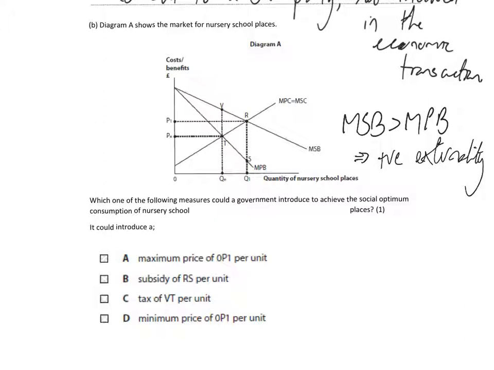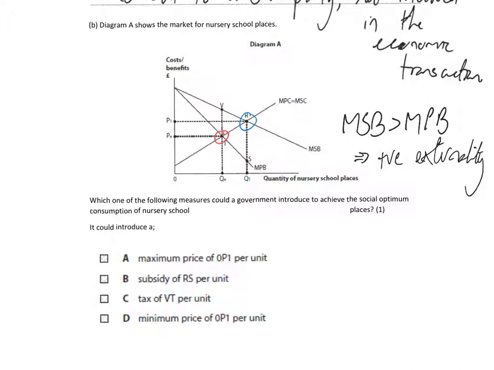The free market would look to consume where the marginal private benefit is equal to the marginal private cost. So that would occur at the equilibrium at T, and that would result in a market price of PE and a market output of QE. The social equilibrium occurs where the marginal social cost is equal to the marginal social benefit. That is at R. That'll be important for the follow-up part of this question. And that would entail a higher price of P1 and also a higher output.